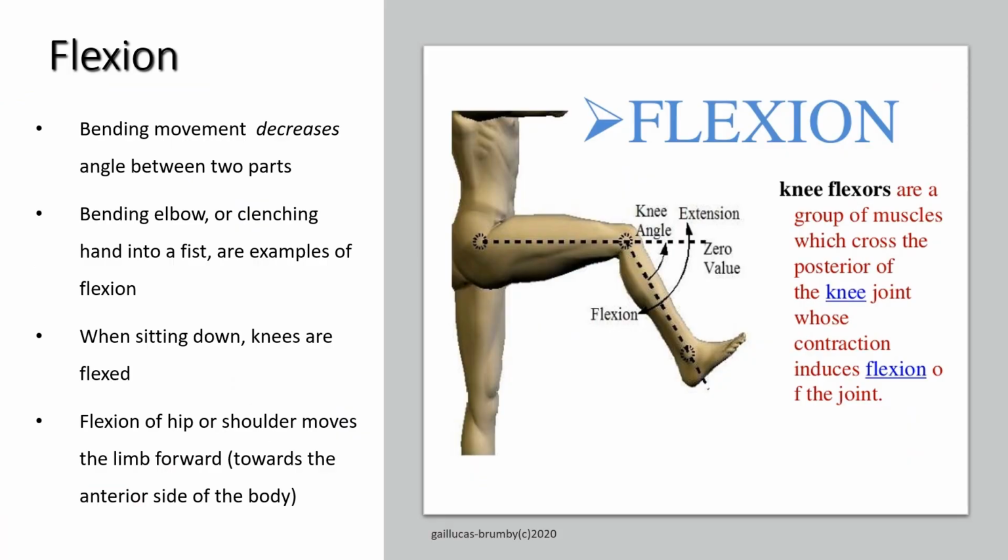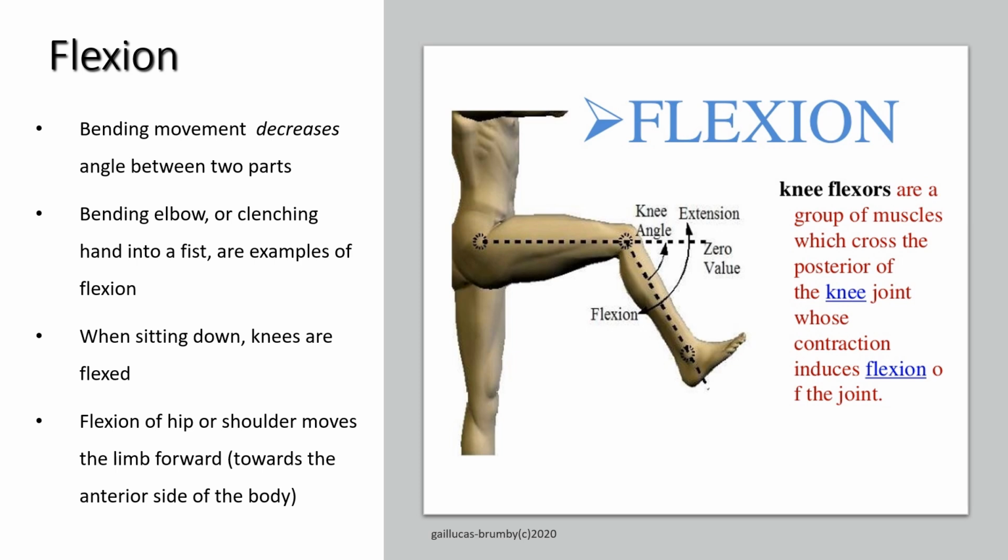Flexion is where you decrease the angle between two parts of the body. So here we can see that the leg, the knee in fact, is being flexed. So the foot is coming closer to the body because the knee is flexed. So the knee is bent, really. That is a flexion. And if we straighten the leg, then that would be an extension, which is the opposite.